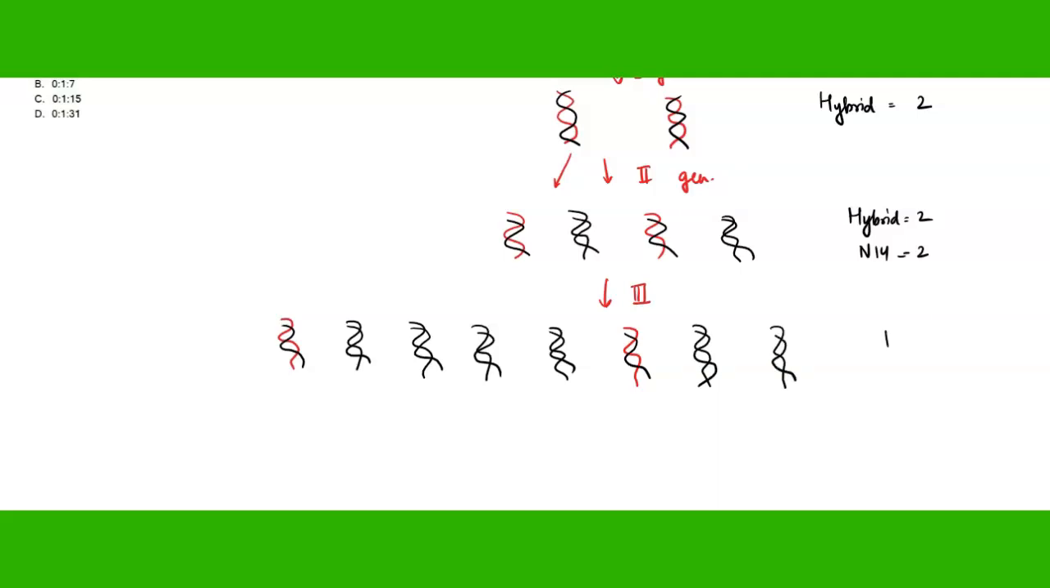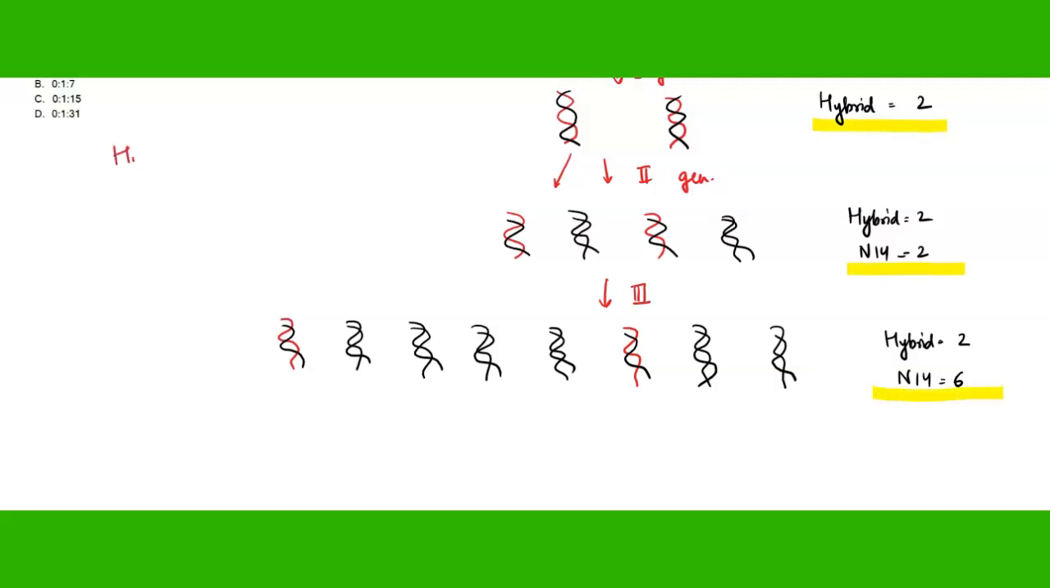So here we have how many hybrid? We have hybrid 2 in number, and we have N14 6 in number, right? So solving this type will be very much time taking for you. All you need to do is, you have understood the logic till generation 3. Now if you look in for first generation, this is our result. For second generation, this is our result. For third generation, this is our result, right?